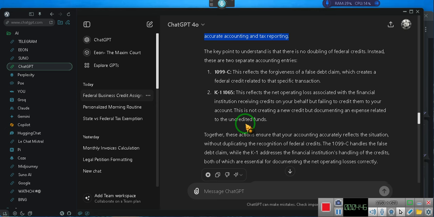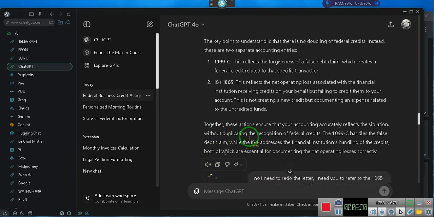This reflects the net operating loss associated with the financial institution receiving credits on your behalf but failing to credit them to your account. This is not creating a new credit, but documenting an expense related to the uncredited funds. There you go. Do you see what I'm saying?